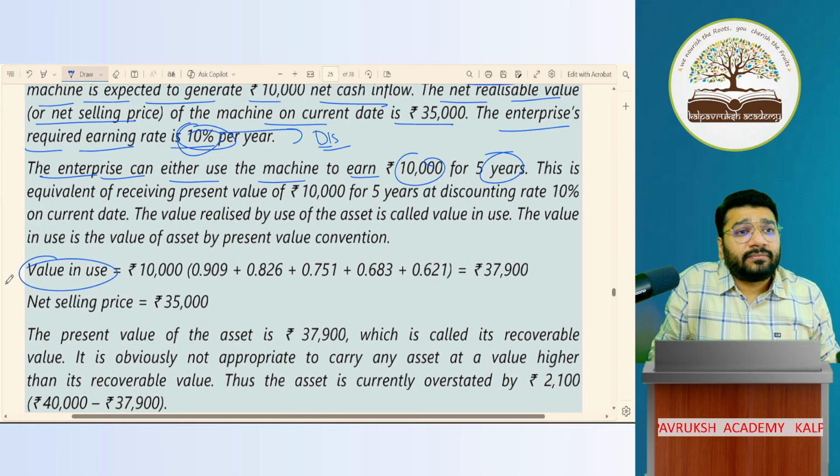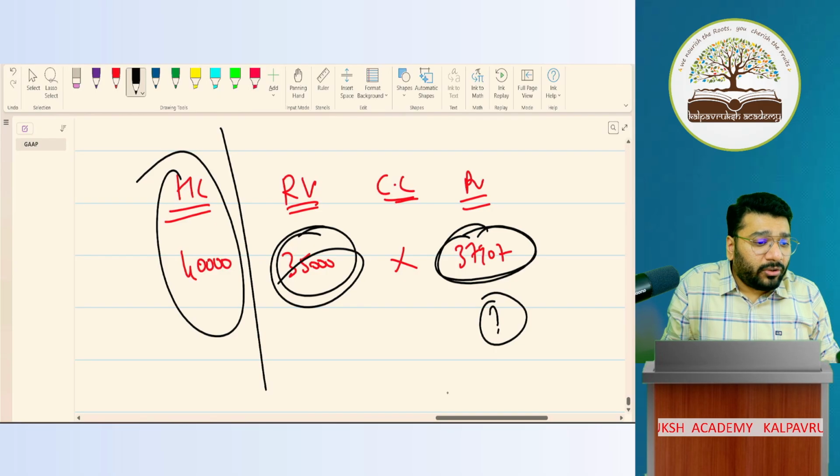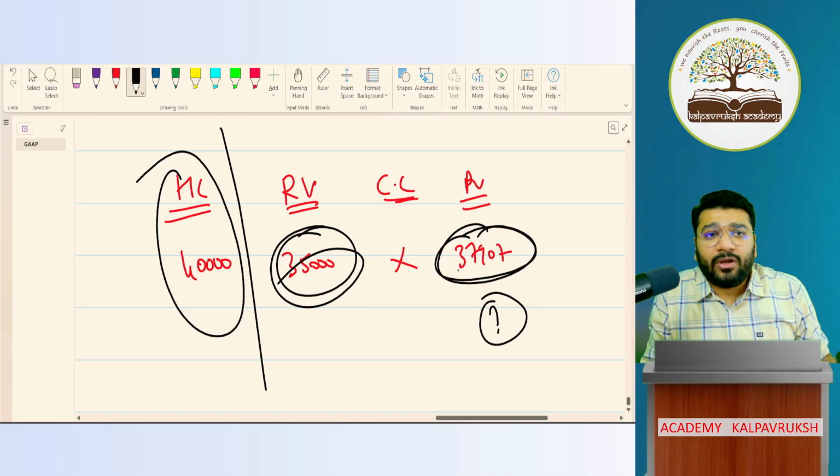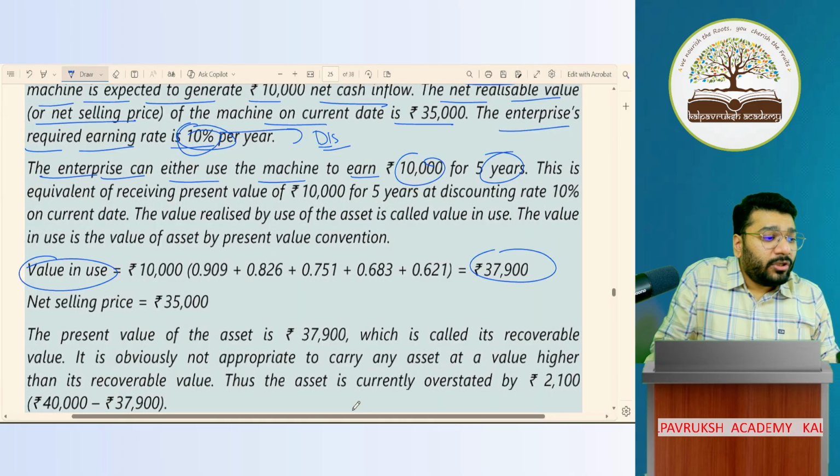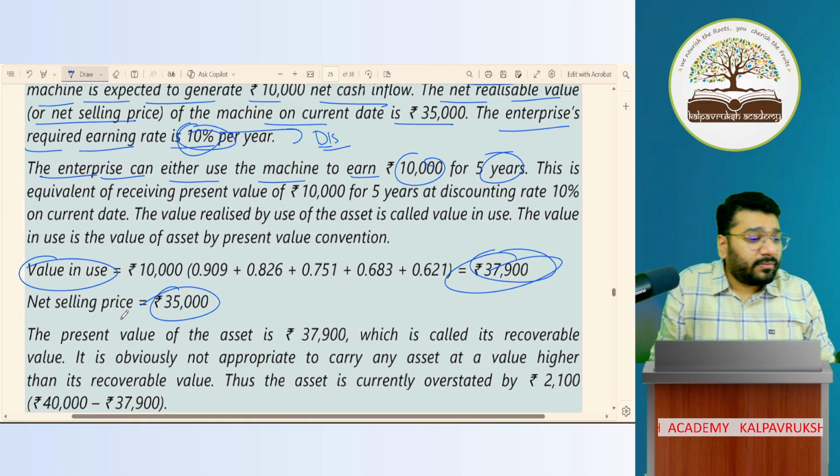Present value of the asset is 37,909, we got, no? 37,907 we got. They rounded this off to 37,900. Any problem? No problem. So present value is 37,900. Net selling price is 35,000. Now what are they concluding?